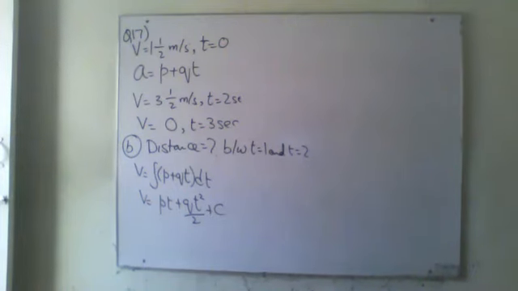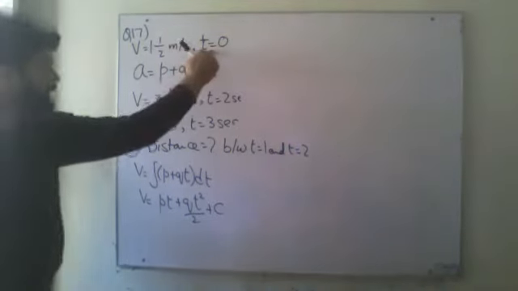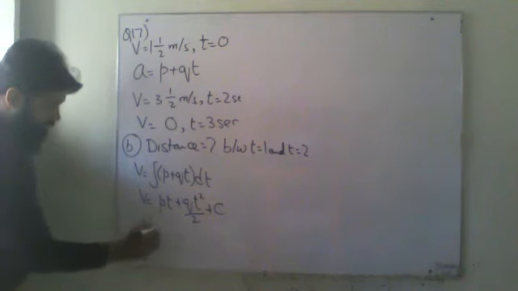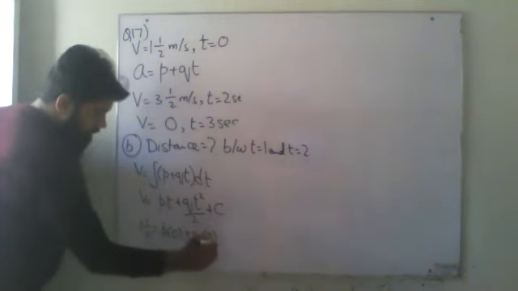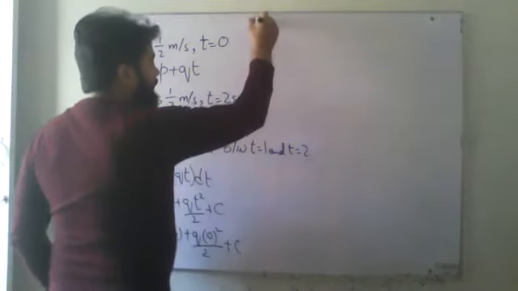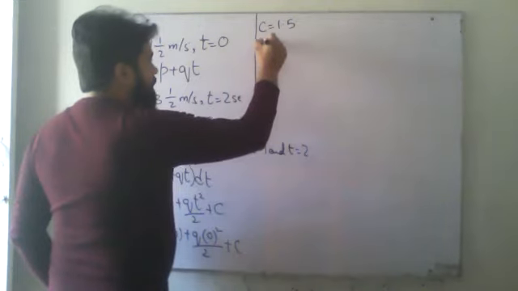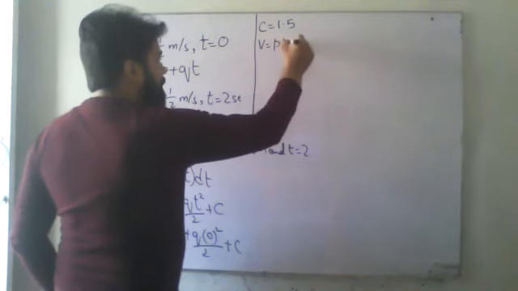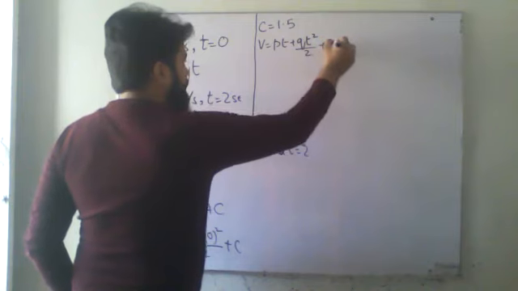Now I have got some values over here which I can apply. First of all, I'm going to put 1 over 2 equals P with 0, Q with 0, plus C. When I simplify it, the value of C will be 1.5, and the velocity equation will become v equals Pt plus Qt squared over 2 plus 1.5.